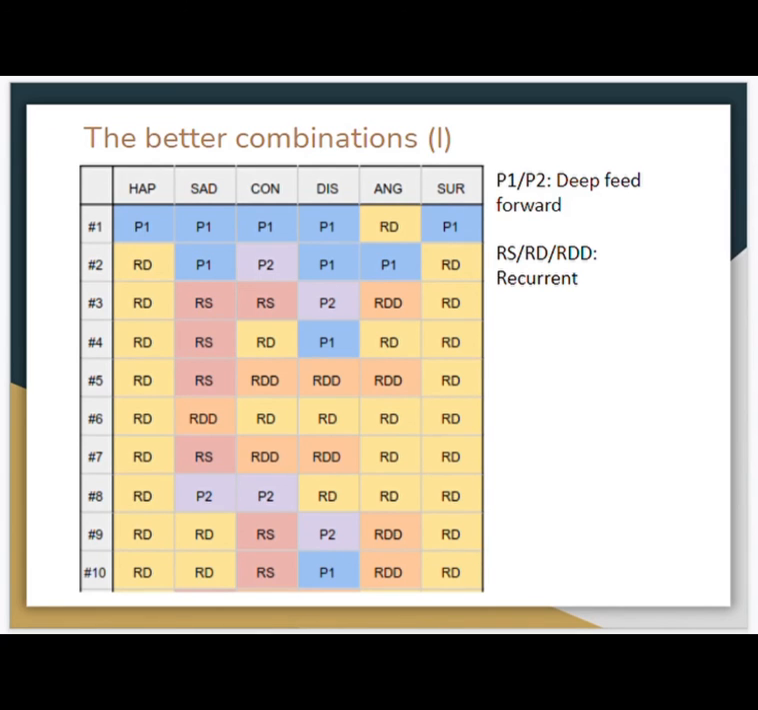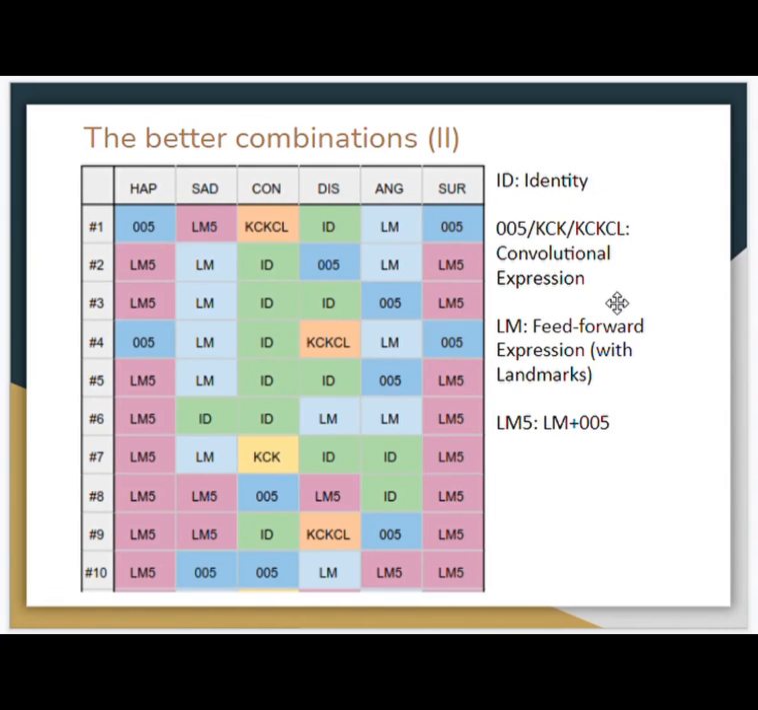But we have some interesting results here. When we rank the best combinations for each expression, we notice some patterns. For example, except for the very first, most of the best combinations were from recurrent neural networks. Here, you also see some patterns. For example, happiness and surprise seem to be very related.